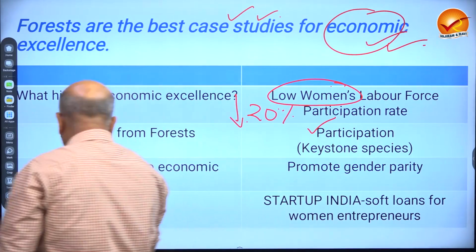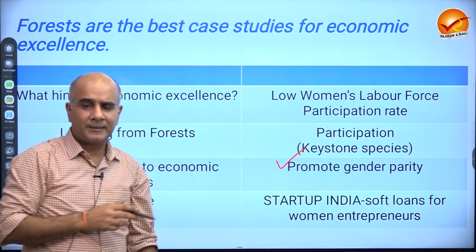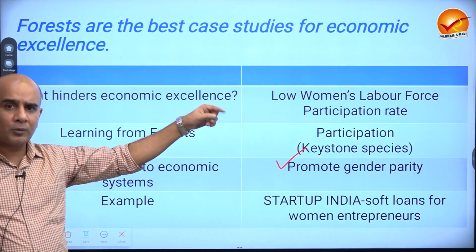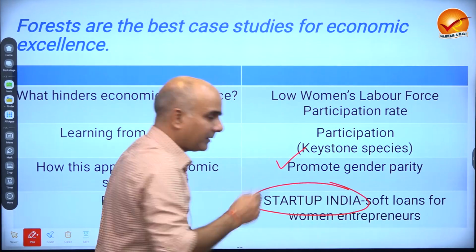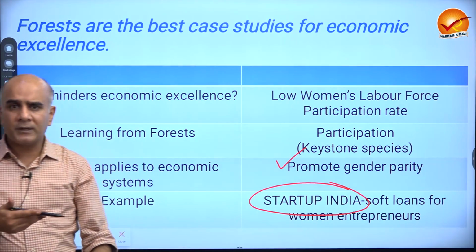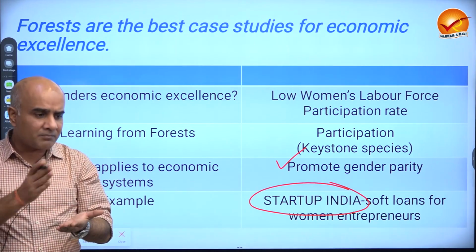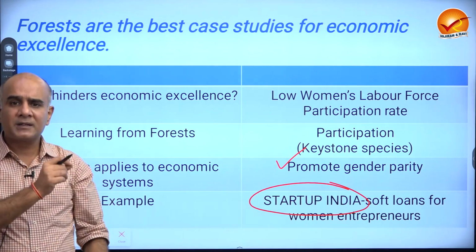Similarly, now how do you apply this to economic systems? By promoting gender parity. But how do you promote gender parity? Fewer women are participating. How do you promote that? A very simple example from India is the case of Startup India. In Startup India, what are we doing? We are giving loans at a lower rate of interest, at a preferential rate of interest, when at least one of the borrowers is a woman.